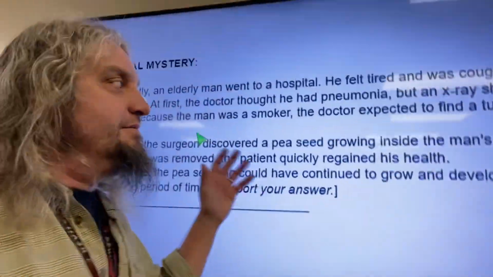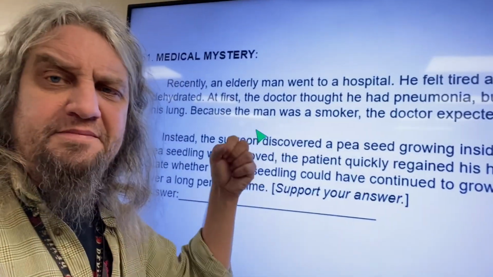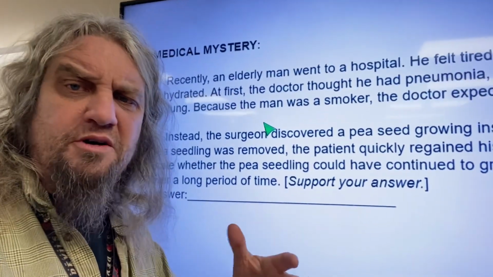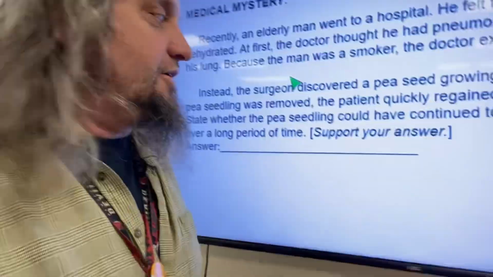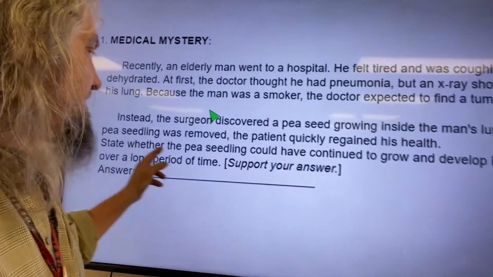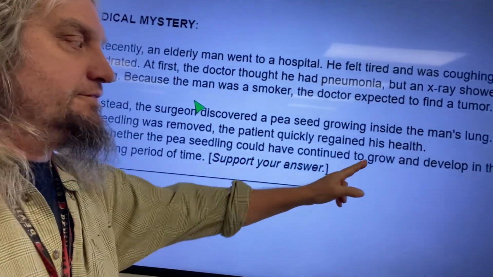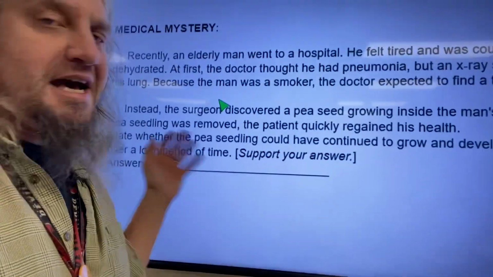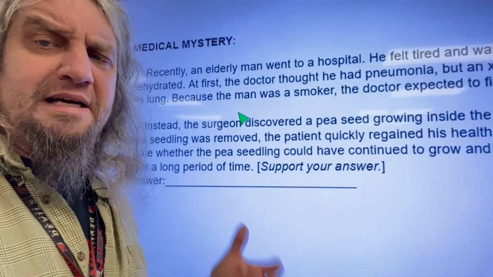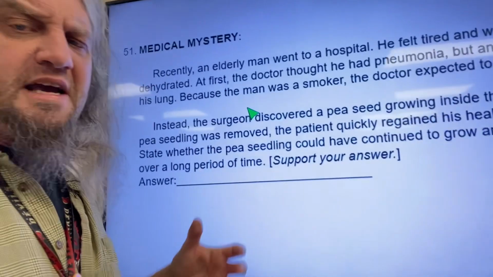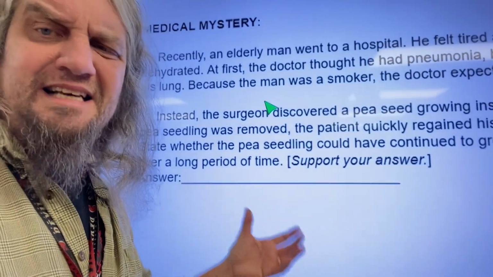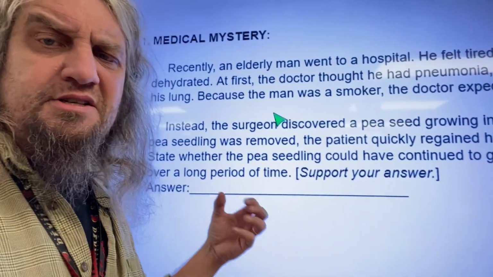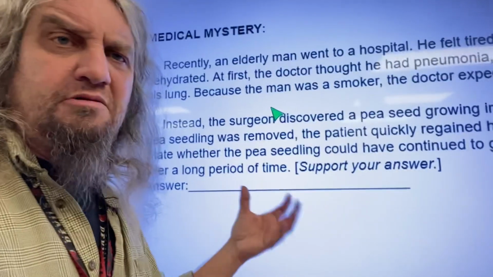And then finally, I love this question about the elderly man who had to cough, and he was a smoker, and they did an x-ray, and they found there was a pea growing in his lung. And the question is, state whether the pea seedling could have continued to grow and develop in the lung. They're just asking, do you know what plants need to grow? So I could accept any answer that had to do with, no, they wouldn't get any sunlight, wouldn't be able to do photosynthesis, so eventually the pea seedling would stop growing.